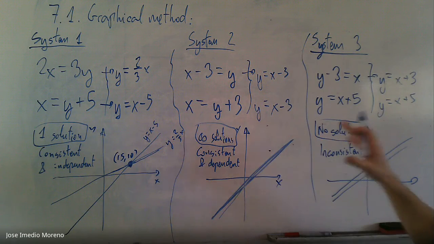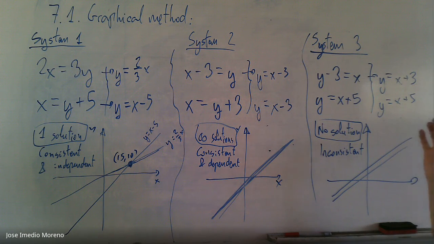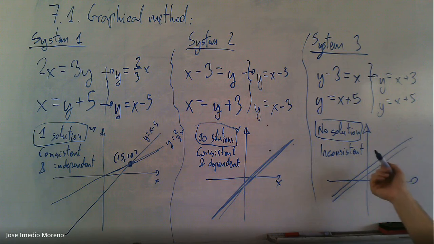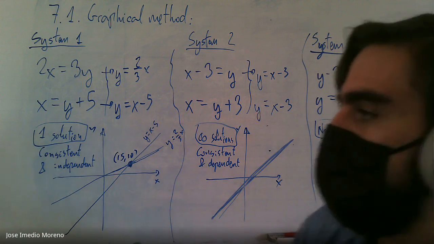So these are the three types of systems of linear equations that you can find. Okay, I'm going to stop recording.